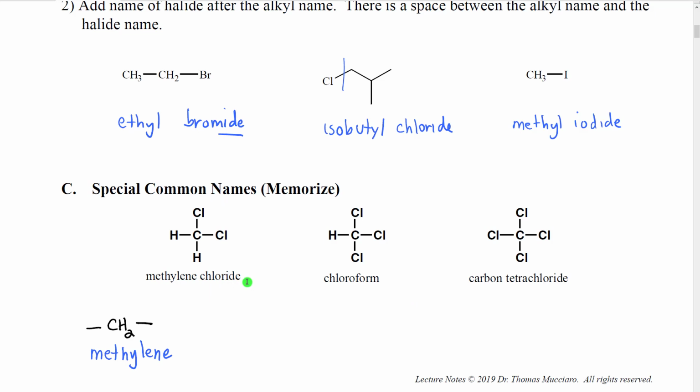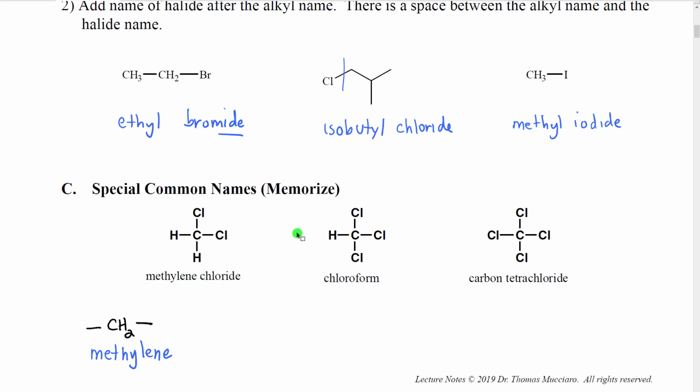So the first one is this. This is a single carbon with 2 chlorines directly attached and then 2 hydrogens. A carbon with two hydrogens attached to other things is called a methylene group. So what we have is a methylene group attached to chlorides. The common name of this is methylene chloride. Now, there is also an IUPAC name that is used. In the IUPAC, we would call this dichloromethane.